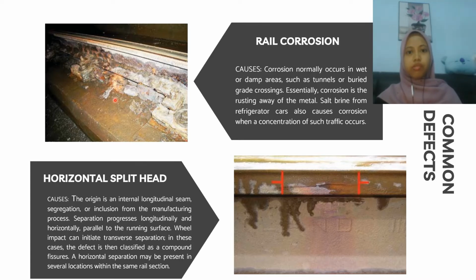Besides that, a common defect that occurs in the rail is the horizontal split head. The origin is an internal longitudinal seam, segregation, or inclusion from the manufacturing process. Separation progresses longitudinally and horizontally parallel to the running surface. A horizontal separation may be present in several locations within the same rail section.